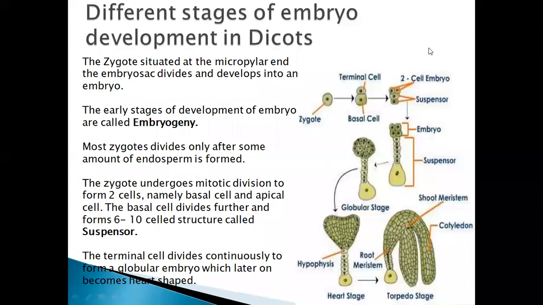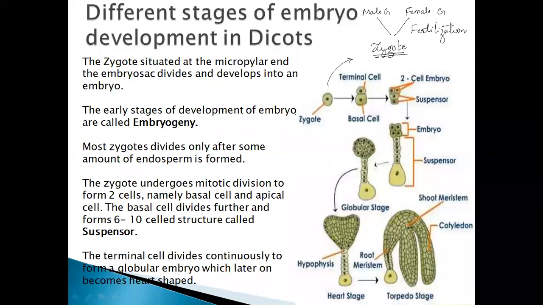So, different stages of embryo development in dicots. Students, you need to remember the first step: the embryogenesis process starts with the zygote. And how is the zygote formed? The zygote forms from the fertilization process, where the male gamete and the female gamete fertilize to give a zygote.